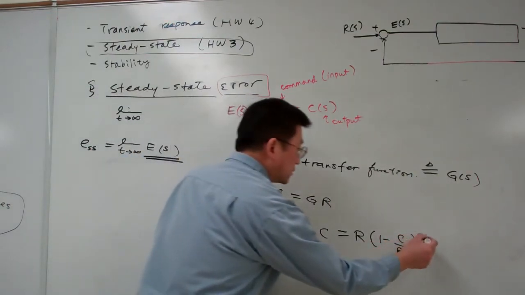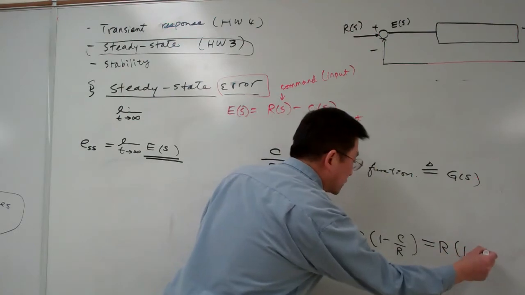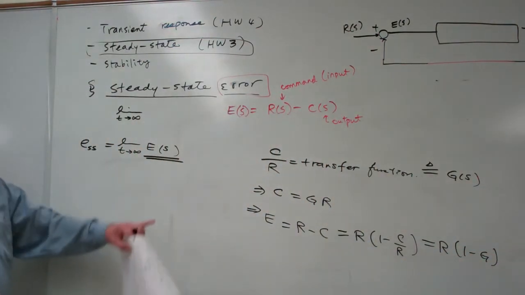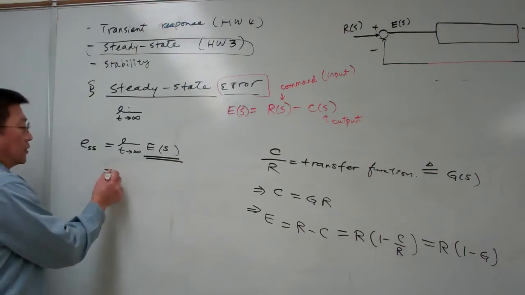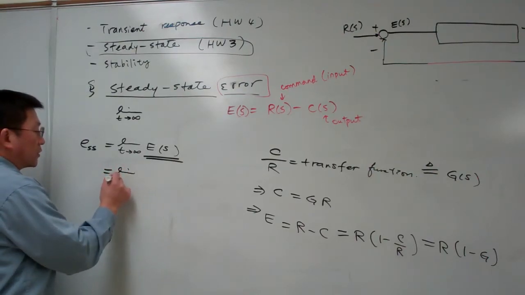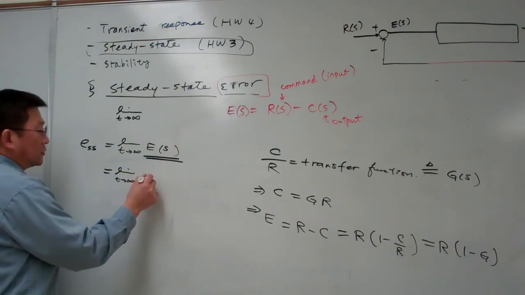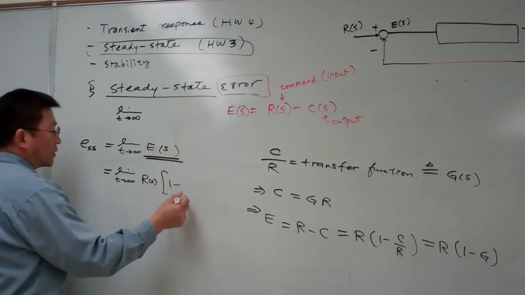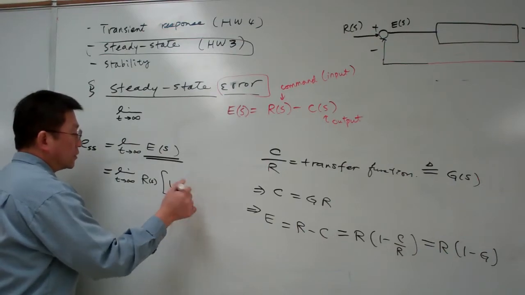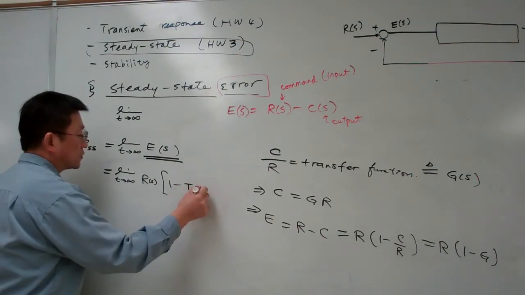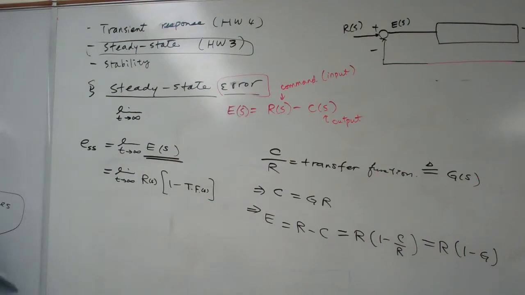So this is equal to R times 1 minus G. If we have a transfer function, then we can calculate this: E of S equals R of S times 1 minus G of S, one minus the transfer function, which is a function of S. Is that good? This is a very generic formula. Depending on the transfer function, we simply plug it in. There's no unique way to describe it, so we simply take this one.